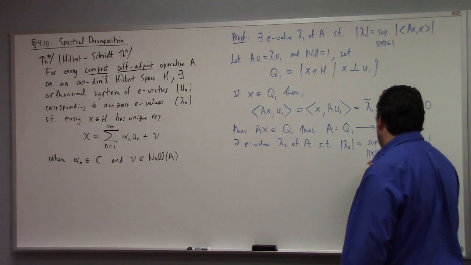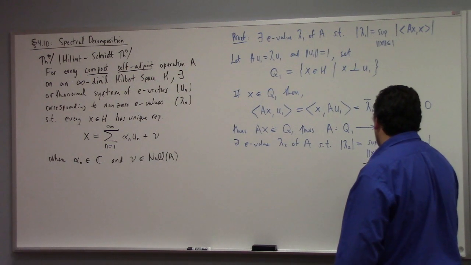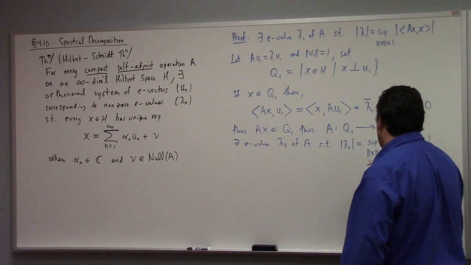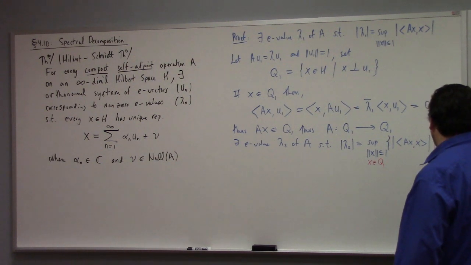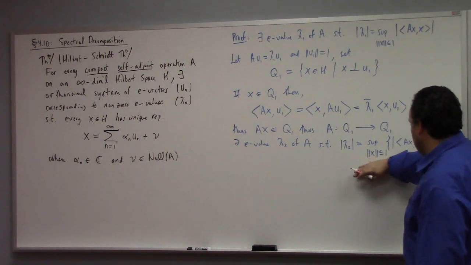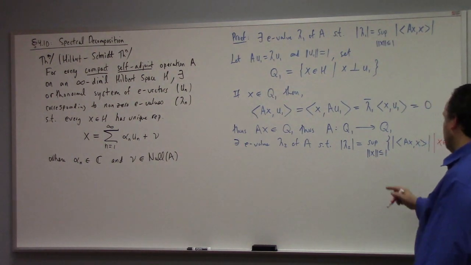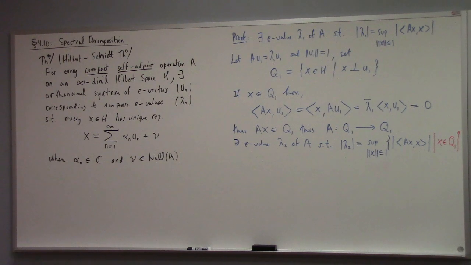You have notational choices here. Some people would just tack on down here x is an element of Q1 and just start stacking conditions. The other option is to write it as a set, and then put over here x is an element of Q1. So whatever notation floats your boat, I suppose. The point is, it's the supremum of the inner product of AX with X, where X is taken over the unit ball intersected with Q1.